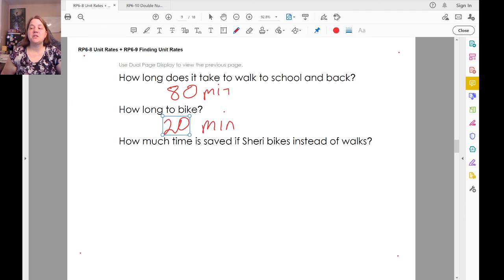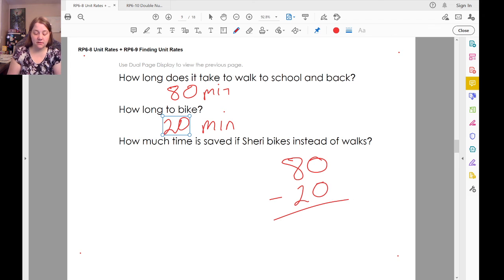How much time is saved if Sherry bikes instead of walks to school and back? We're going to take that 80 minutes and figure out what's left after we take away the 20. We get 60. So she's going to save 1 hour. Hooray!